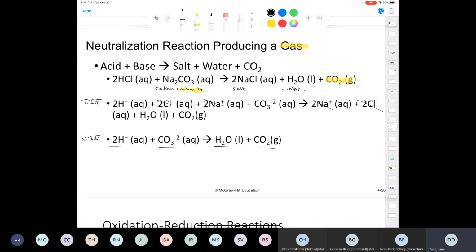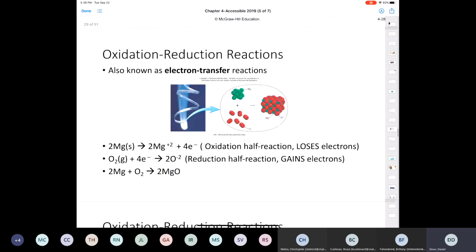All right, that's quite a bit of talk about neutralization reactions in the acid-base section of chapter 4. But before we end our lecture, I want to make sure that we spend a little time talking about oxidation reduction reactions this evening. I just want to get you started on this so that you're initiated to the idea of what an oxidation reduction reaction is.